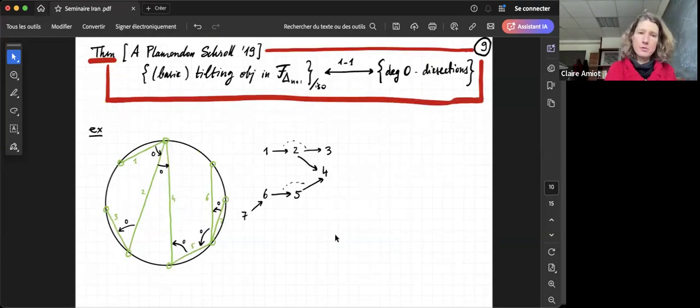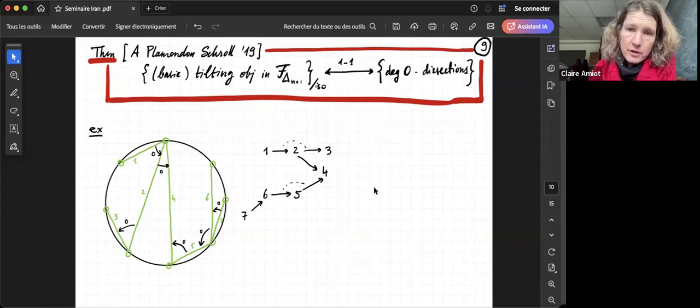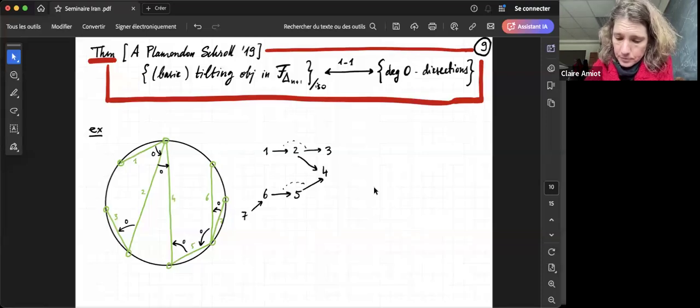So here is a result I wrote a few years ago with Pierre-Guy Plamondon and Sibylle Schroll. We proved that we have a bijection between basic tilting objects in this Fukaya category of the disk up to isomorphism. So they are in one-to-one correspondence with degree 0 dissections of the disk. And this permits to describe all the tilting objects, and it's also easy to compute the endomorphism algebra of these tilting objects.